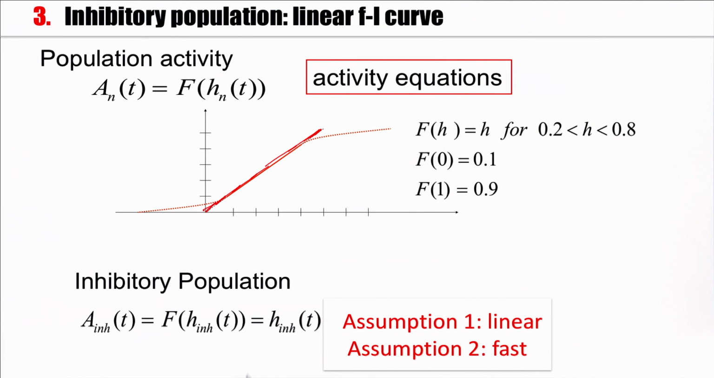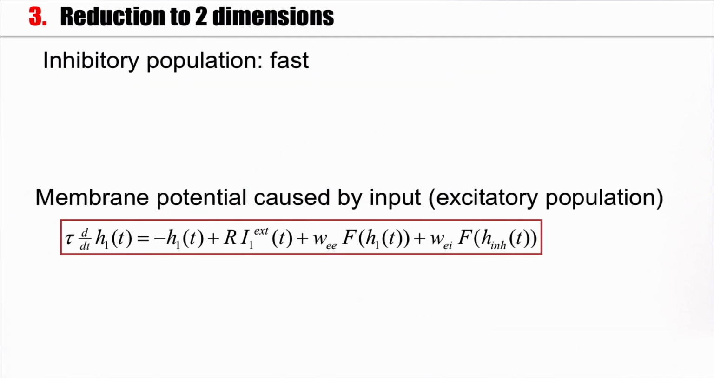Now, this is an assumption. This assumption would be valid in some limited regime. Okay? Now, the other assumption is that I say the inhibitory population is in fact fast. So what does this mean? For the inhibitory population, we have an equation very similar to this one here.